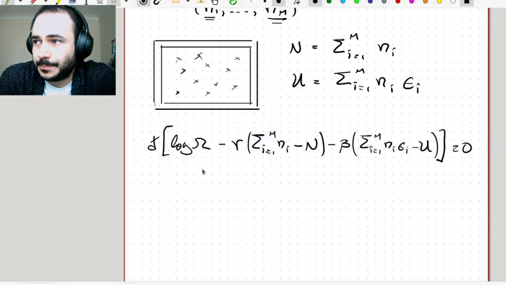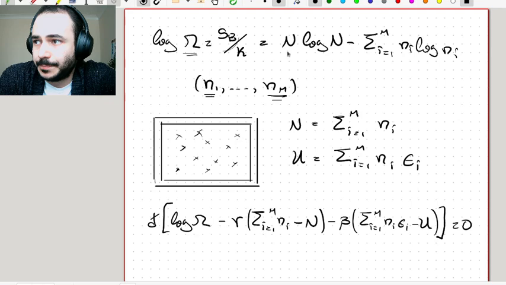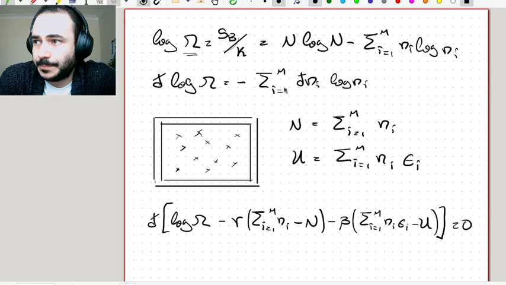So let's differentiate. Just remember what that is, right? That is this thing. When you take the differential of it, the logarithm of that is a constant, so it just goes away, and what you have is the sum from i to M of the differential of n_i, and here you have the logarithm of n_i, and then you have a second term which is n_i.